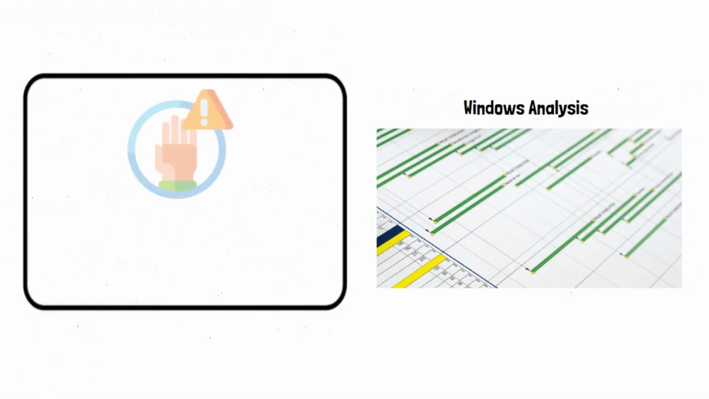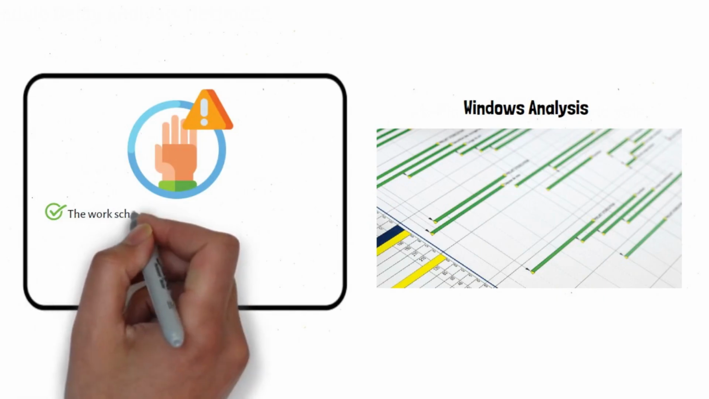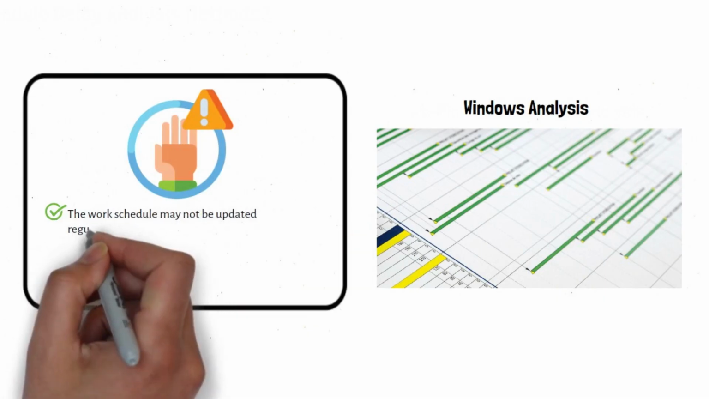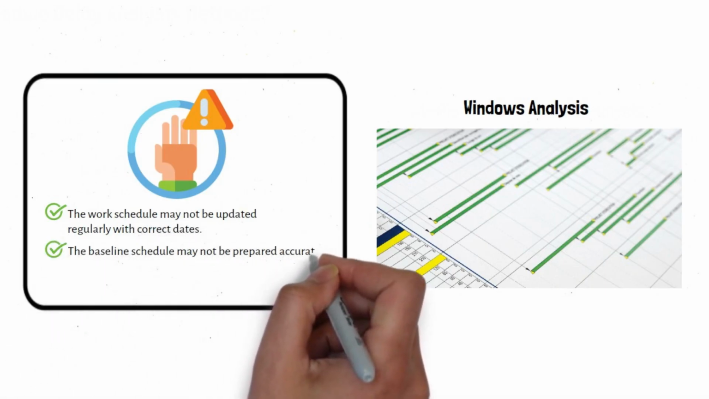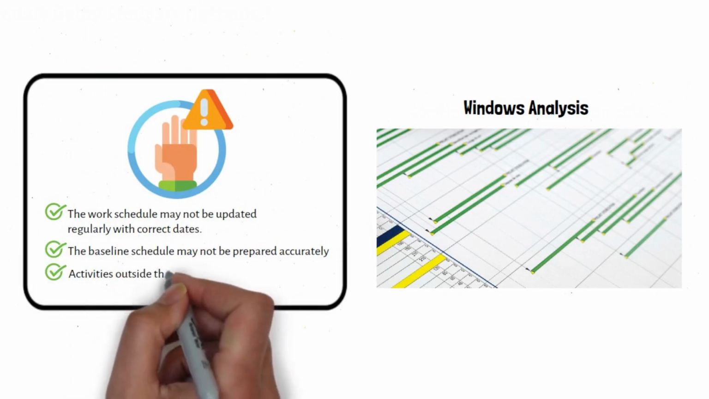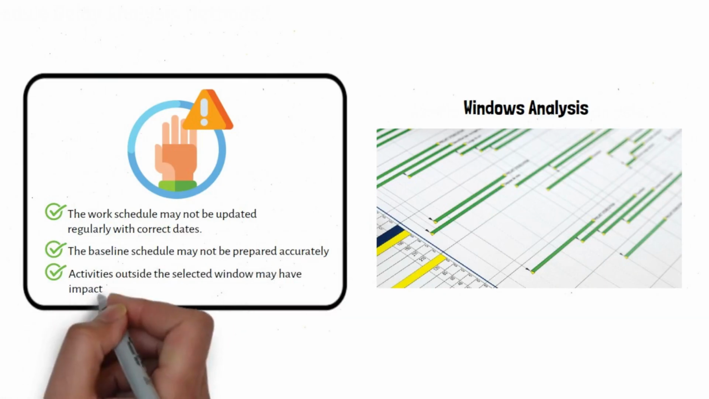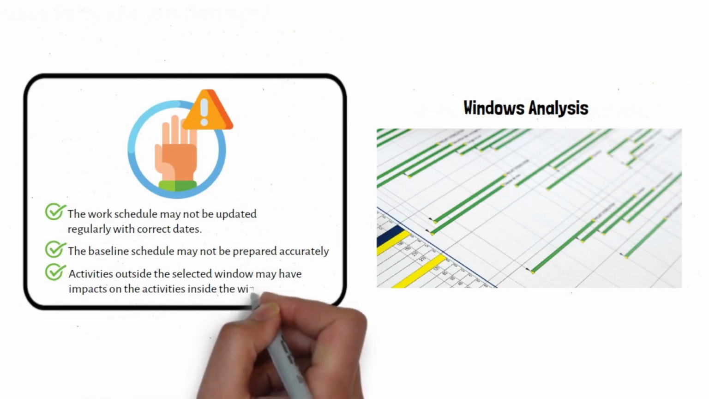Below are some limitations of windows analysis. The work schedule may not be updated regularly with correct dates. The baseline schedule may not be prepared accurately. Activities outside the selected window may have impacts on the activities inside the window.